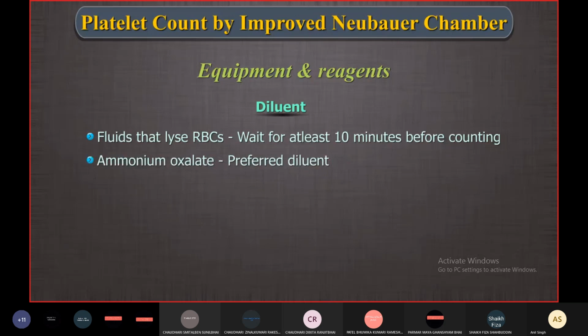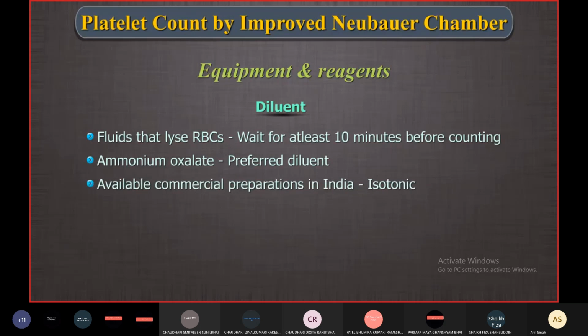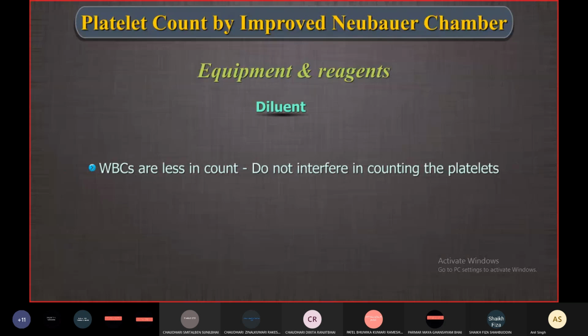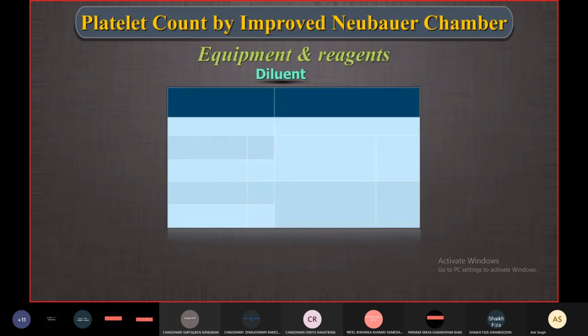Most standard textbooks recommend ammonium oxalate as the preferred diluent as it lyses RBCs. However, the easily available commercial preparations in India are isotonic. Therefore, it is important to understand the counting processes in both. WBCs are less in count, so they do not interfere in counting the platelets. Let's now see the difference between the formal citrate and 1% ammonium oxalate.